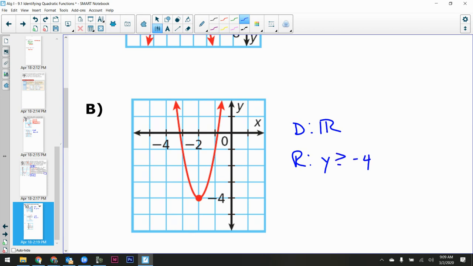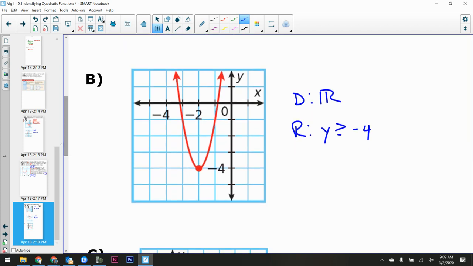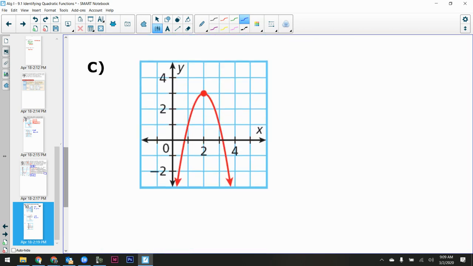And he kind of let the cat out of the bag there a little bit on the last one. Everybody understand for part B here? Okay, on the last one, the domain again is all real numbers, but the range is all y's less than or equal to 3. Less than or equal to because it's a maximum point.